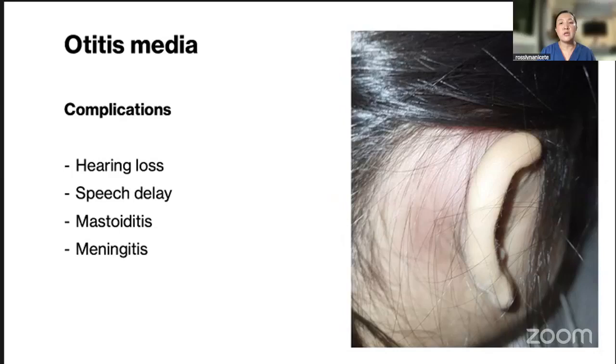So in this photo, this is a photo of a child with mastoiditis. So you will notice swelling and erythema or redness at the post-auricular area, which is an area behind the ear.